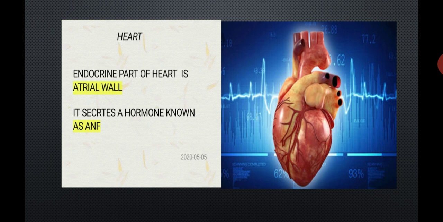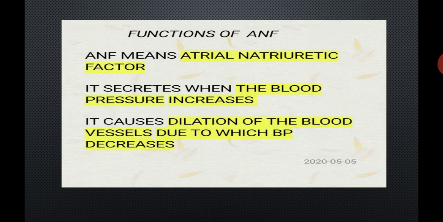ANF is a hormone which is secreted by the muscles of the arterial wall. So the muscles of the arterial wall of the heart are endocrine in function because they secrete a hormone known as ANF. Students, what is the endocrine part of the heart? Your answer is the muscles of the arterial wall, which are endocrine in function because they secrete a hormone known as ANF. Let's see the function of ANF.